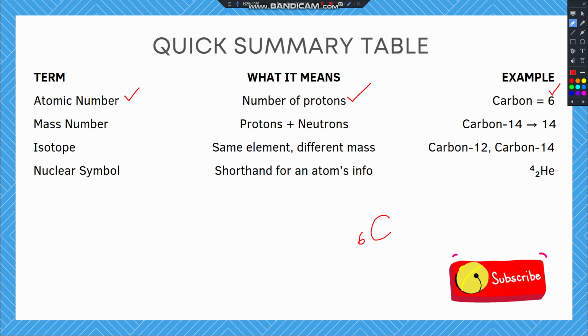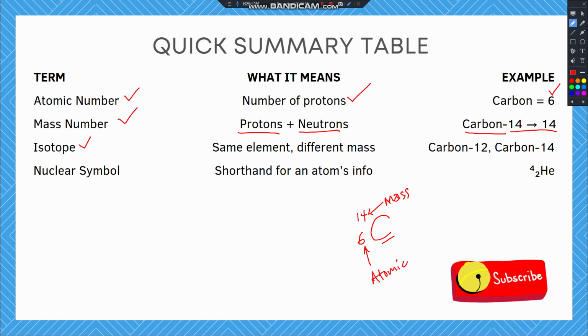The next we have is the mass number. The mass number refers to the number of protons combined with the number of neutrons. And for carbon, we have the mass number to be 14. In this case, if I want to represent the mass number, I will simply put it as a superscript placed at the top left corner of the symbol of the element. So this is telling us that this is the mass number, and this is telling us that this is the atomic number.